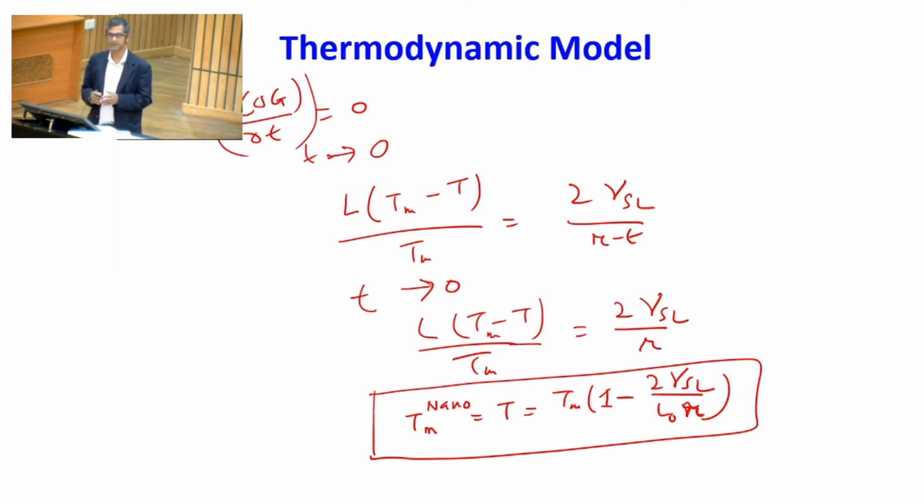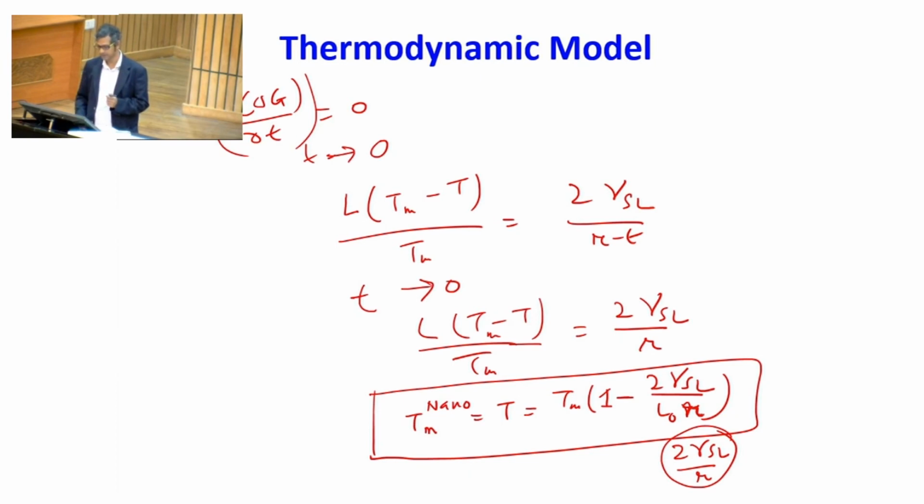Some part of this we discussed already in earlier lectures, but this is the thermodynamic model. As you clearly see, this term 2γSL/R is associated with the increase in internal pressure resulting from the increase in the curvature of the particle, or decreasing particle size. Variables like γSL, L0 and R are all positive quantities. This means that the melting temperature of a spherical particle decreases with decrease in the particle size.